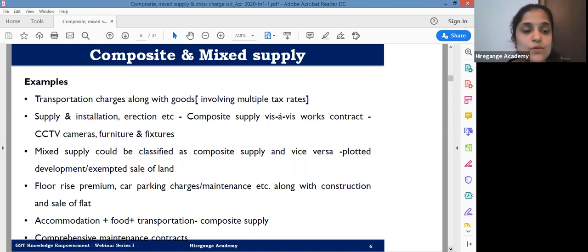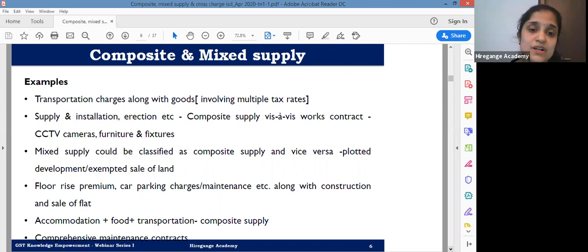Okay. What happens sometimes if there is a mix-up? A mixed supply gets classified as a composite supply and vice versa. Sometimes it may also so happen that in the same transaction, we have a taxable item and we have a non-taxable item. We have something which is excluded from GST levy. We have something which is taxable to GST levy. Therein, what should be the treatment given?